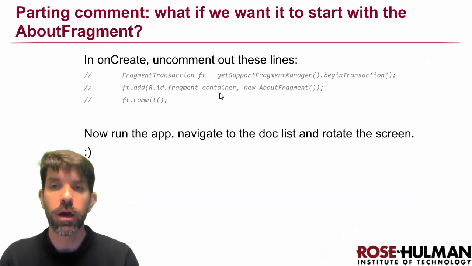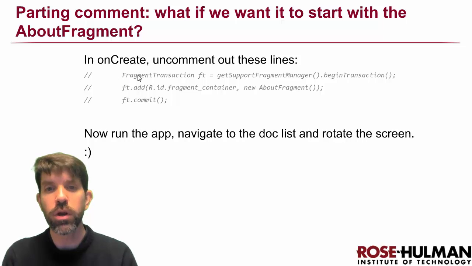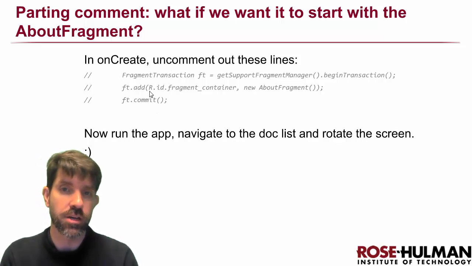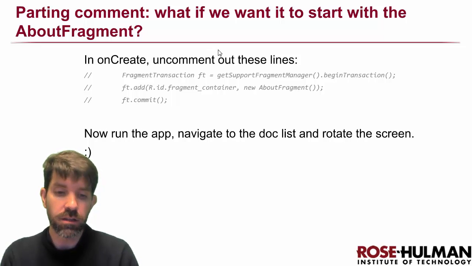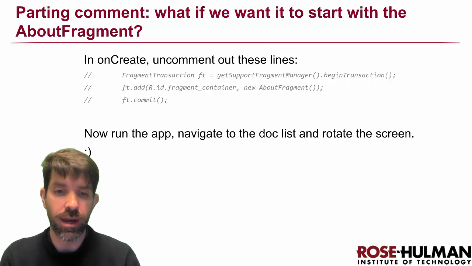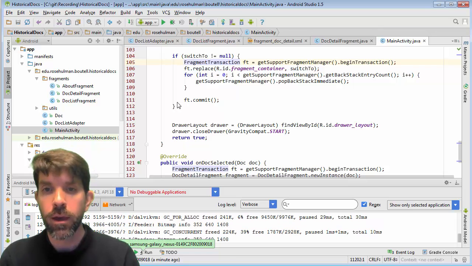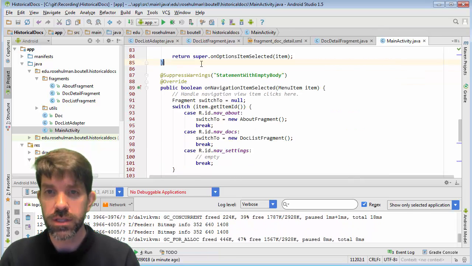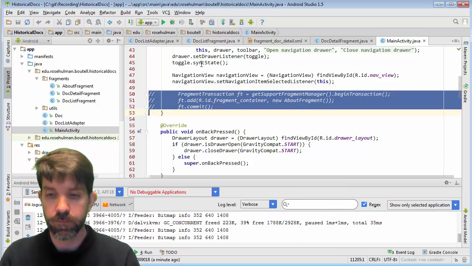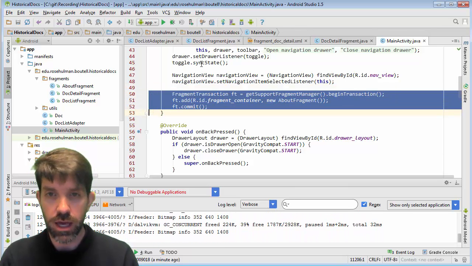Parting comment for you. So you remember when we first started this app, we put in a fragment transaction in onCreate that added a transaction, right? And that still kind of makes sense. Maybe we do really want it to start with a particular fragment. So let's go ahead and try that out and see how it works. I think it still should be commented out up here. So back up in onCreate, uncomment this, Control slash, and run again.